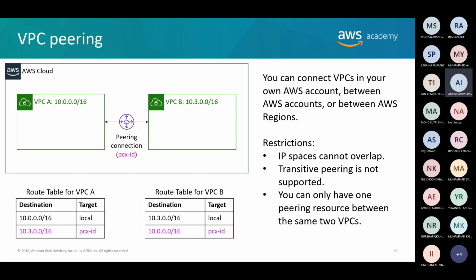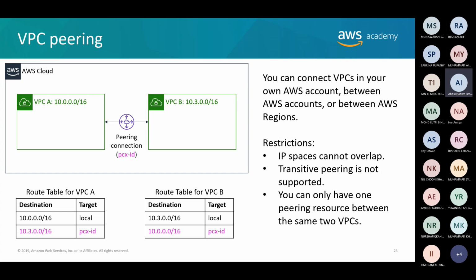So another service is called VPC peering connection. It's a networking connection between two VPCs that enables you to route traffic between them privately. Instances in either VPC can communicate with each other as if they are within the same network.